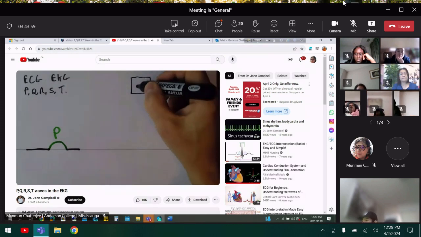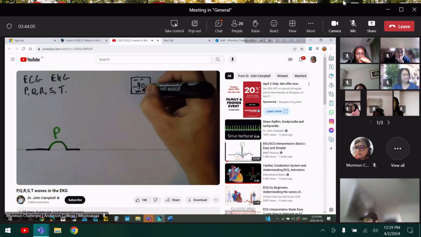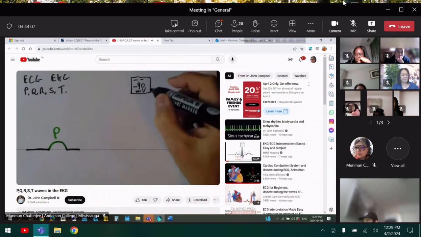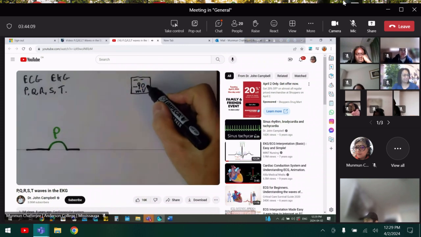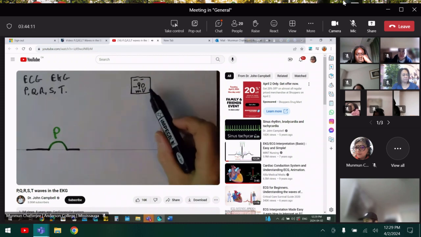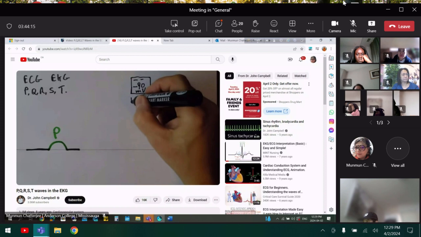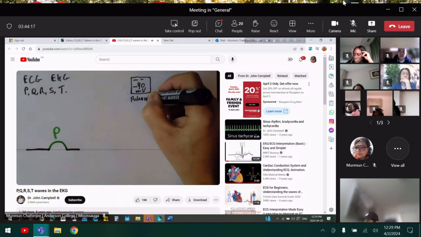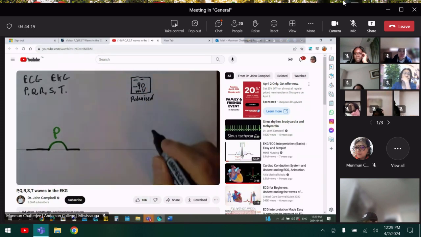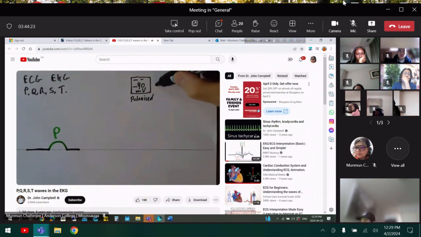And at rest, these are going to be negative inside, about 90 millivolts negativity. So there's more negative ions inside the cell than outside the cell. And when it's at rest like that, we'll say that that is polarized. So that is the polarized cell. But then when it depolarizes, that's all going to change.